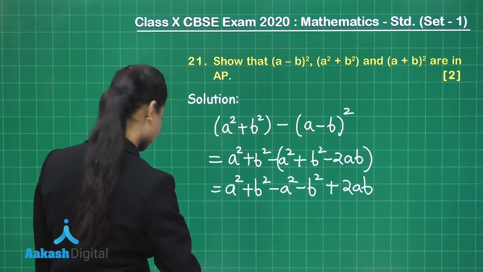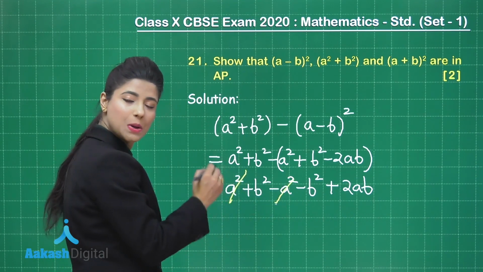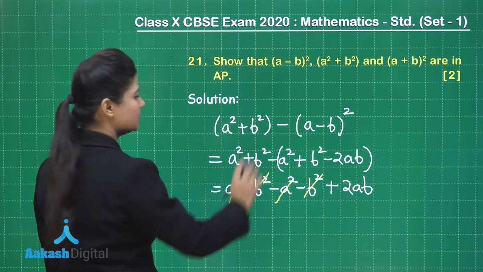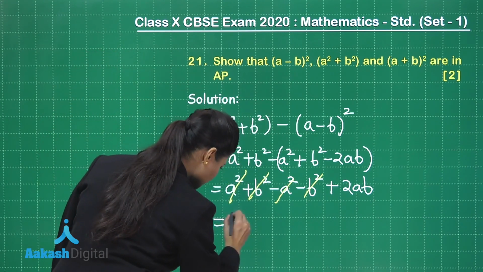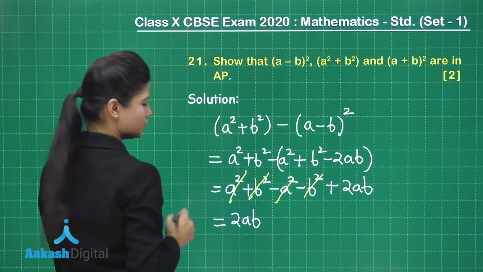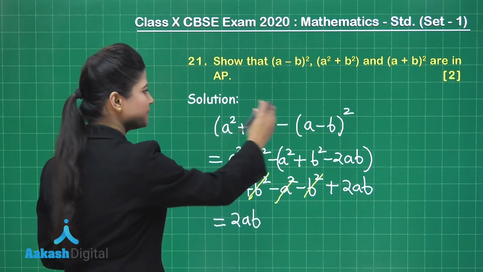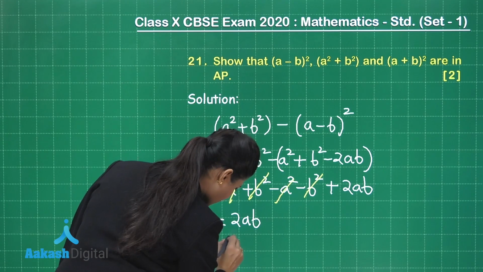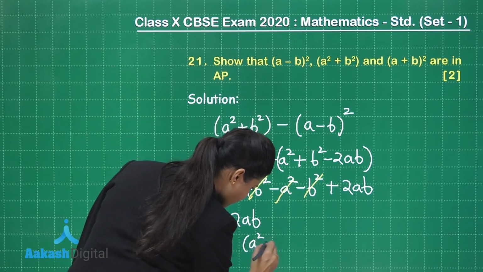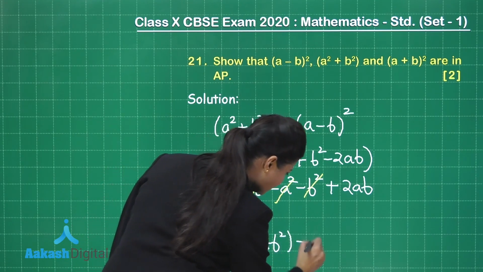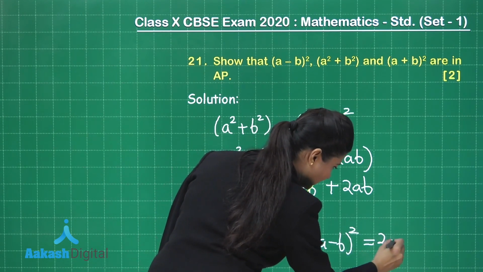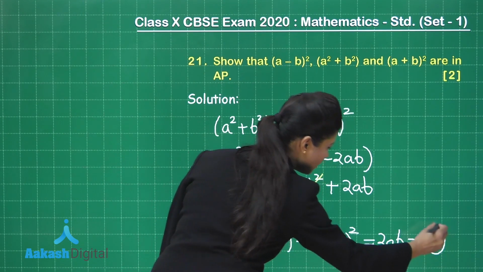You can clearly find that plus a square minus a square and plus b square minus b square gets cancelled, and this becomes equal to 2ab. So, I can definitely say that difference of these 2 terms is equal to 2ab. So, I can write here a square plus b square minus a minus b whole square is equal to 2ab. Let me consider this as equation number 1.